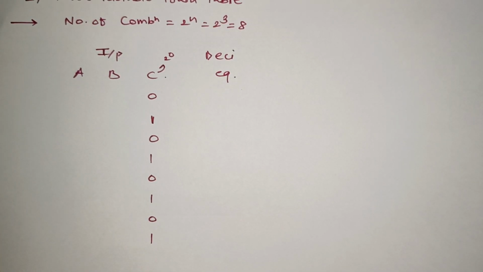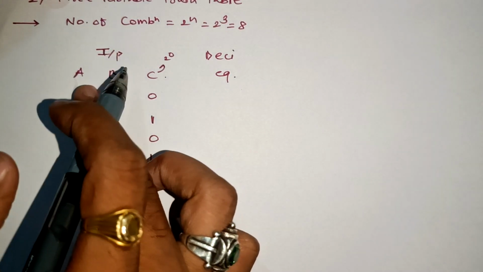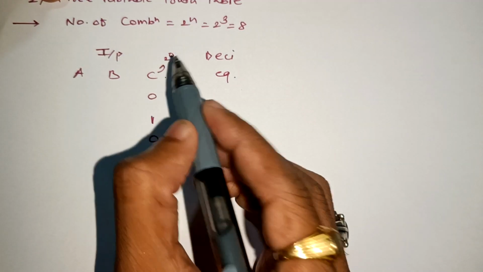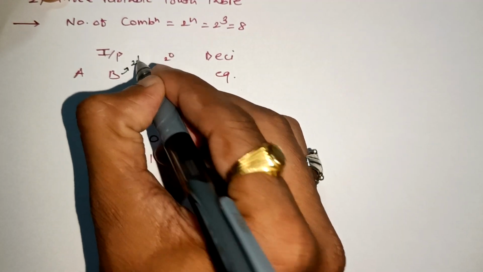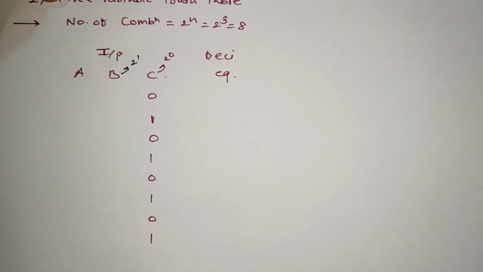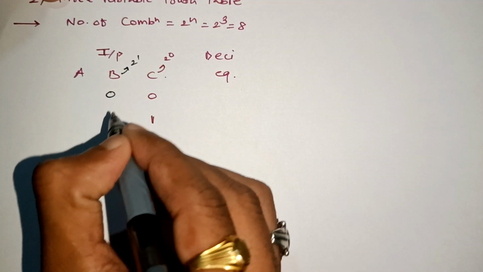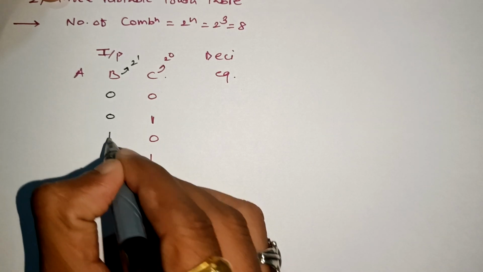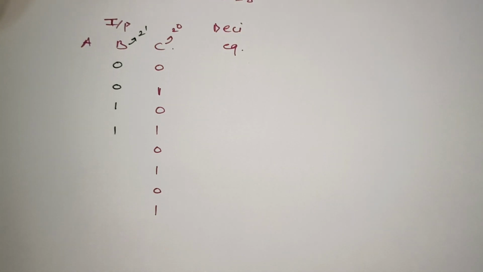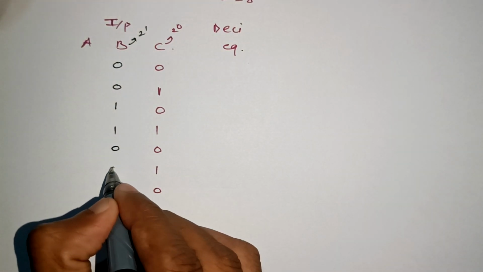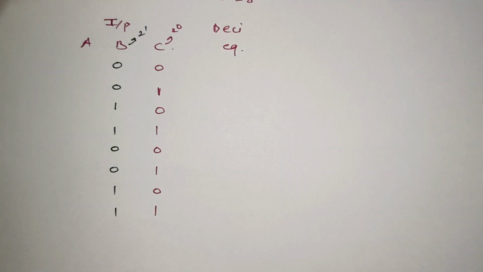Okay. Now next, the middle one. If the first is multiplied with 2 raised to 0, this will be multiplied with 2 raised to 1. Now 2 raised to 1 is 2. So we have to take difference of 2 bits. So first 2 are 0, next 2 are 1. Again 0 0 1 1.